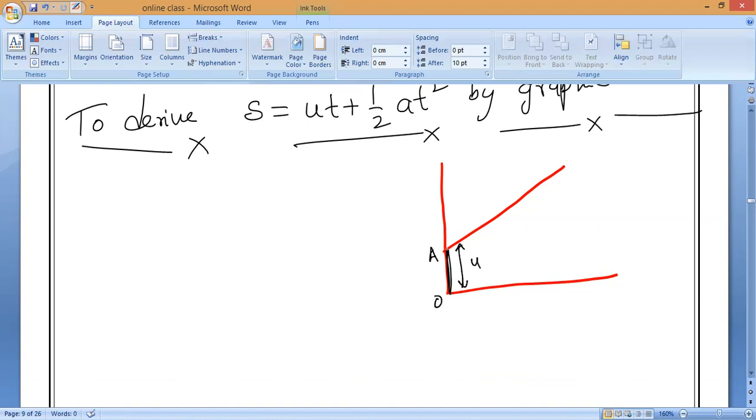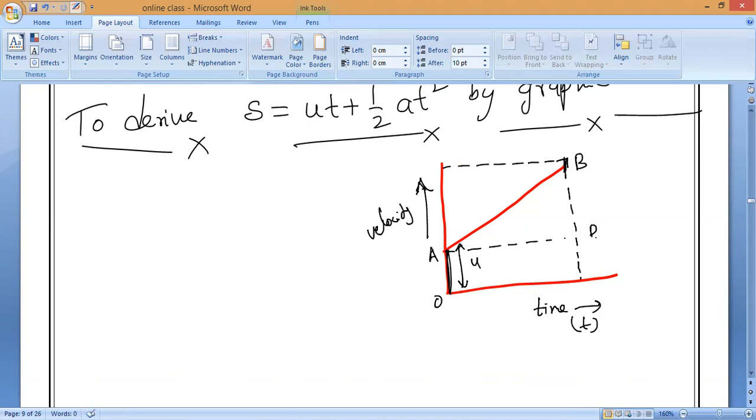So that is u. From that point, if we extend the final velocity to the time axis, this is what we call time t. And this is what we call velocity. Clear? So this is point B, and this is point D, this is point C, and this is point E. Any doubt in this?